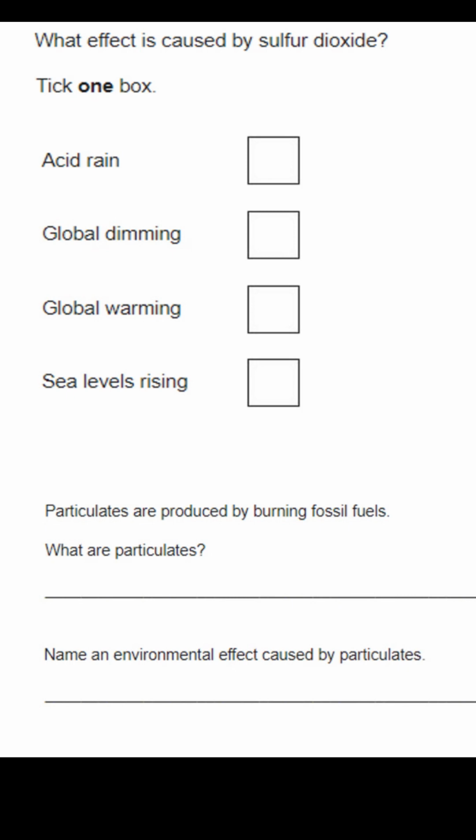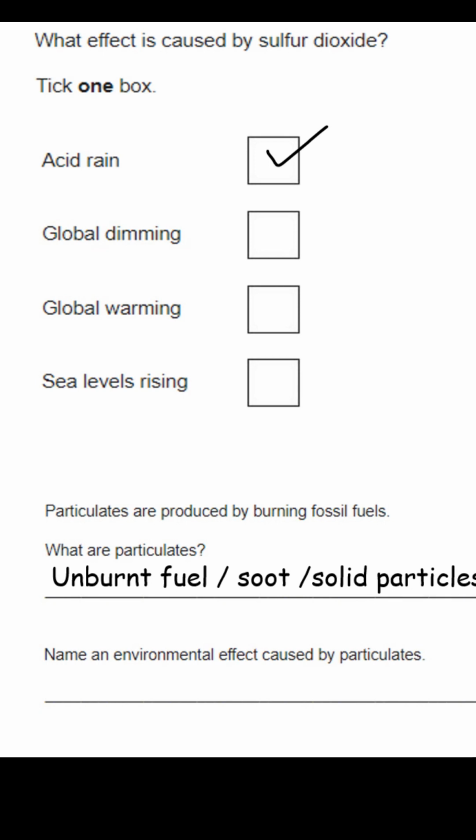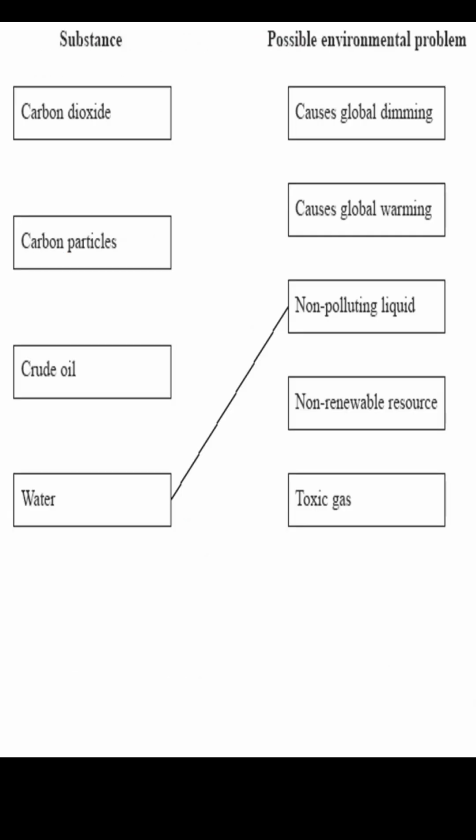Okay, let's look at some exam questions. Tick one box. And there's your answer. Remember, you might want to pause the video. Particulates are produced by burning fossil fuels. What are particulates? Well, they're unburnt fuels, soot and solid particles. Name an environmental effect caused by particulates. Well, the environmental effect is global dimming. We know that particulates cause respiratory problems, but that's not an effect on the environment in this case.